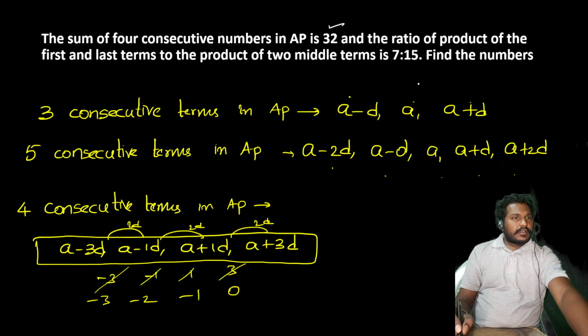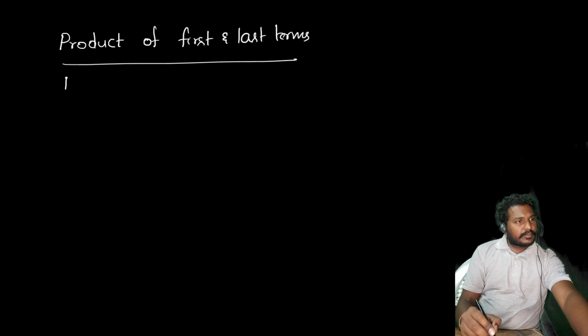And the product of first and last terms to the product of two middle terms is 7:15. The product of first and last terms to the product of two middle terms.